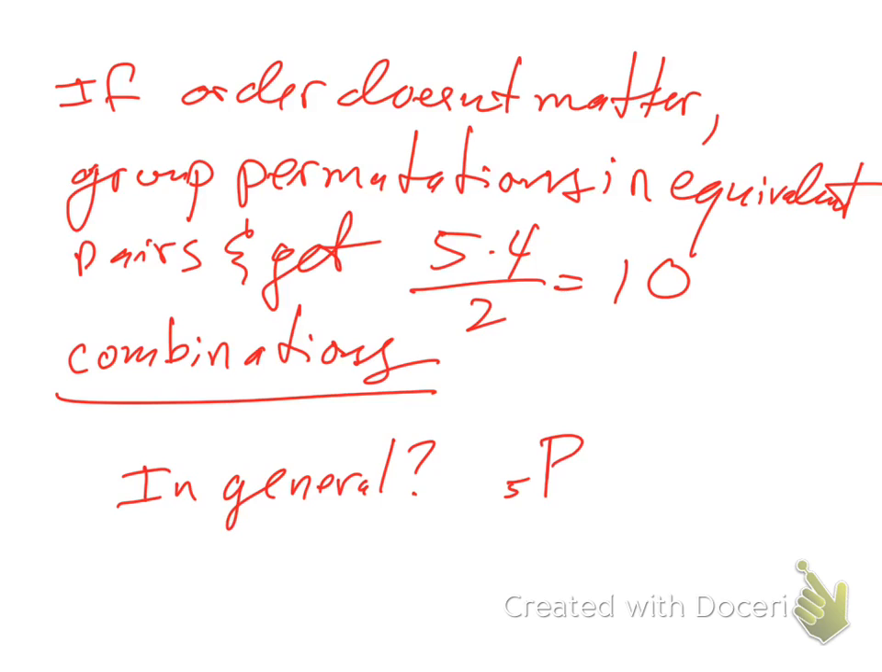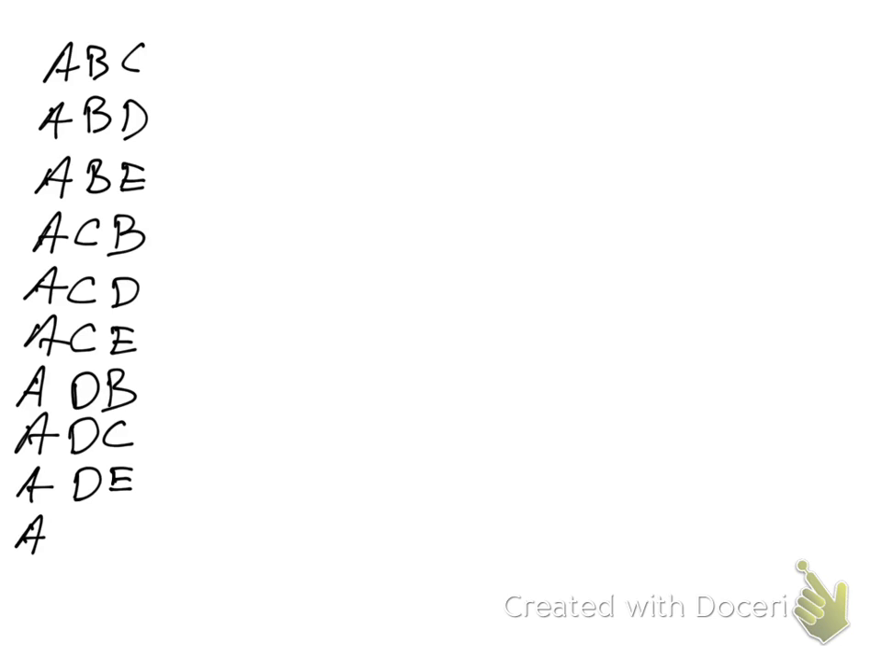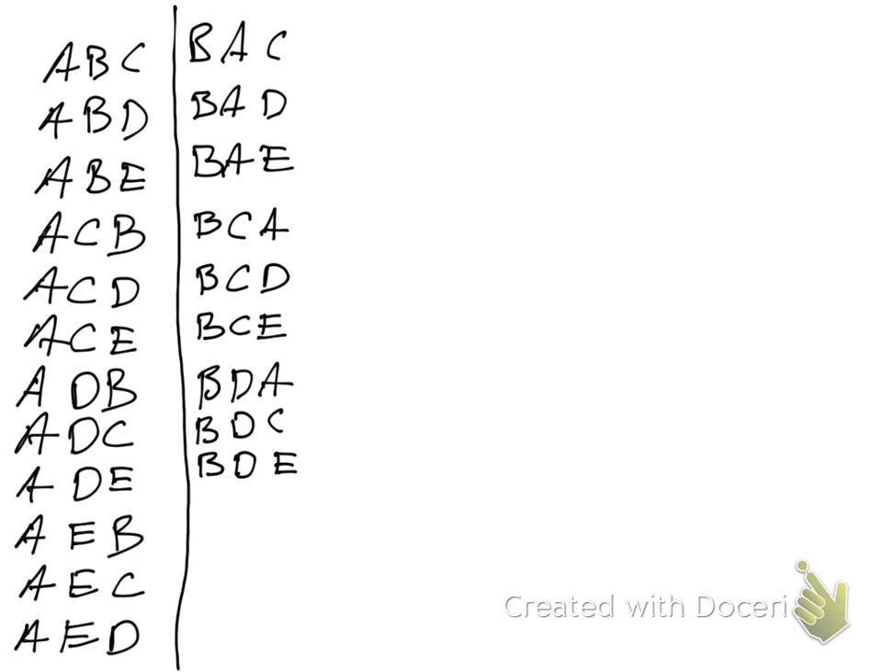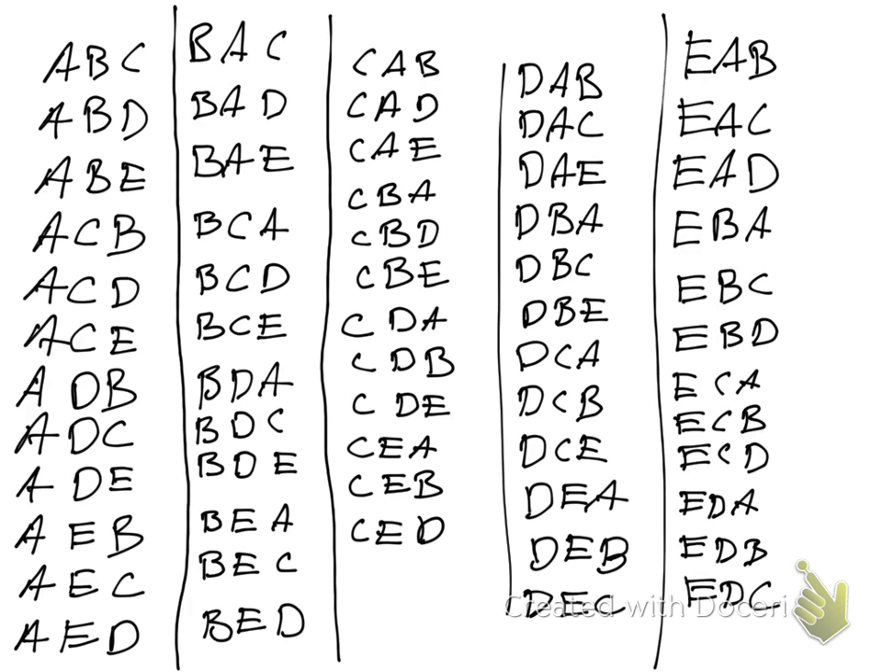Well, let's look at 5p3 again. So if I've got 5p3, then you've got ABC, you have ABD, you have ABE, you've got ACB, you've got ACD, you've got ACE, you've got ADB, you've got ADC, you've got ADE, then you've got AEB, you have AEC, and you have AED. And so I'm going to write out the rest of these paused so you don't have to watch me do it because it's going to be really boring. Okay, where was I? BDE. Almost done. All right, so here's all 60 of them.